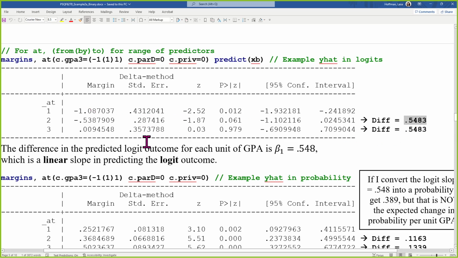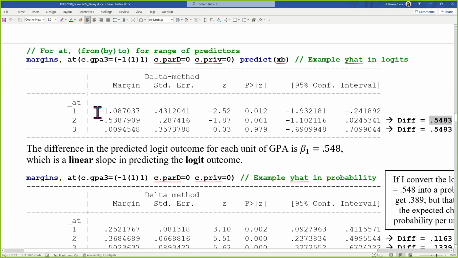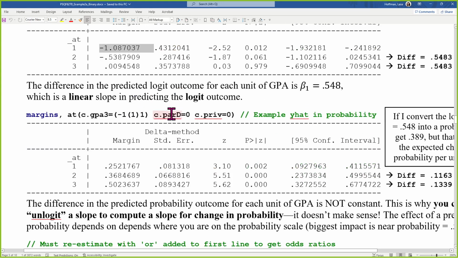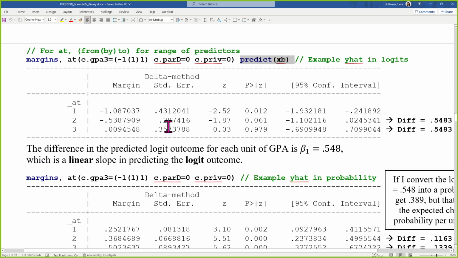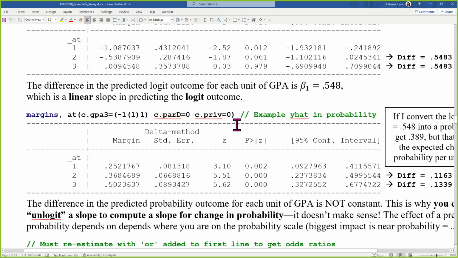The interpretation of the slope is a constant change in the outcome for a 1 unit change, but it's in logit outcome. But then you're like, what the hell is a logit? So if you take the predict XB off and you run the same code, now it's in probability. So the probability of someone with a GPA of 2 applying to graduate school is 0.25. The probability of someone with a GPA of 3 is 0.37. And the probability of someone with a GPA of 4 is 0.50.